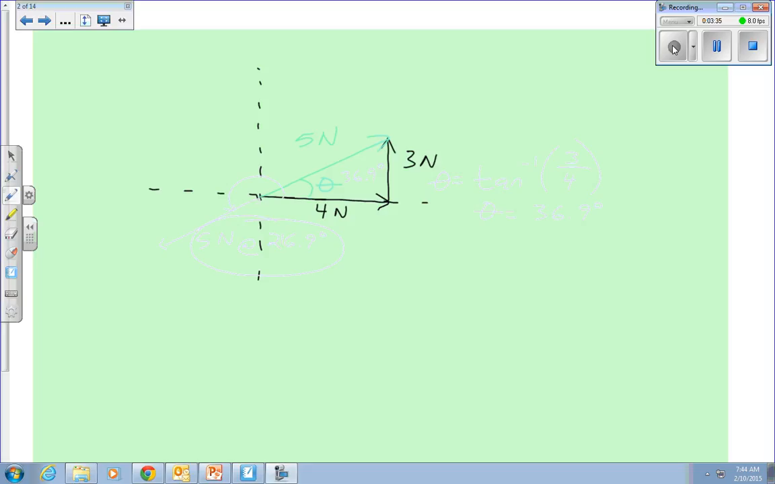Once again, if your resultant is down here somewhere, you would just subtract 180 degrees to get it going back in the other direction.